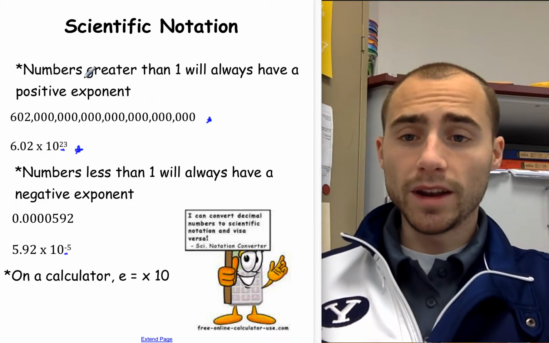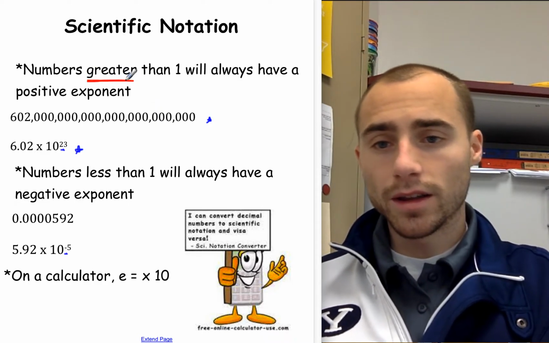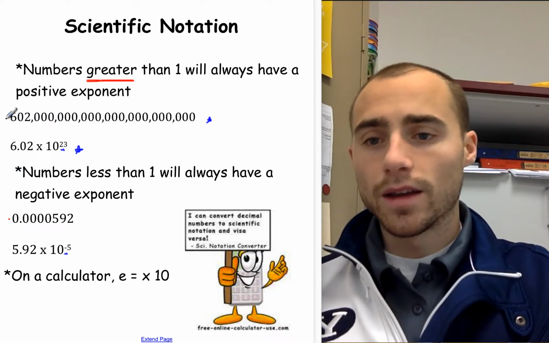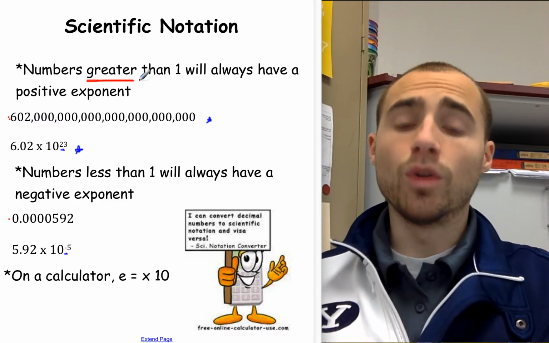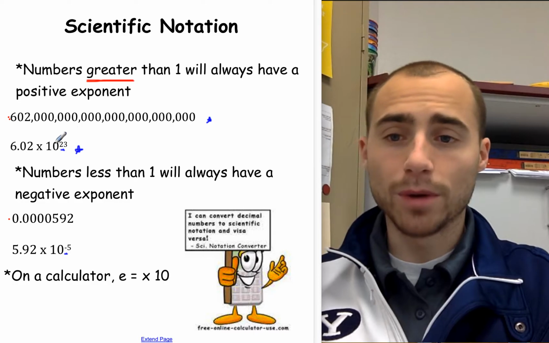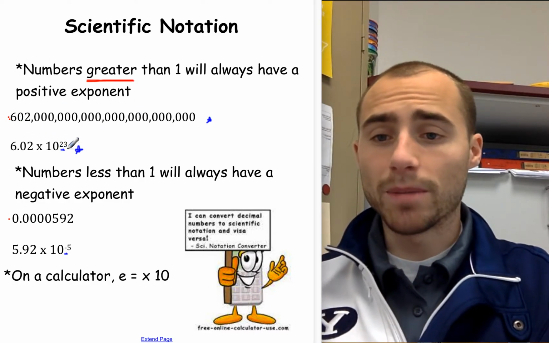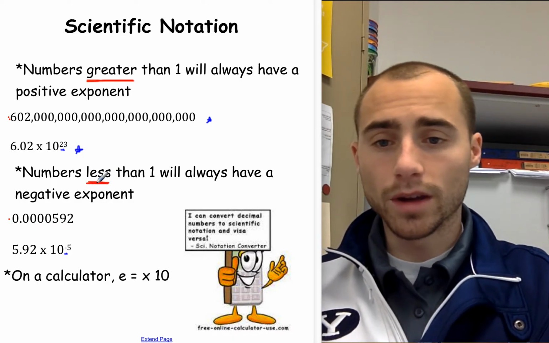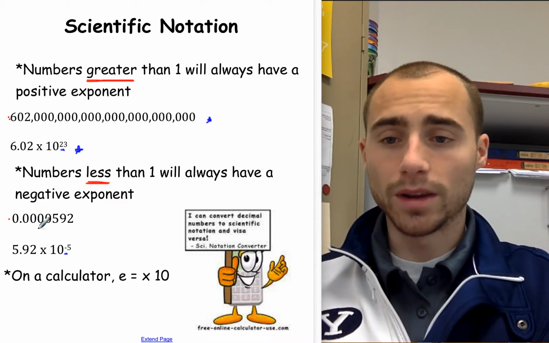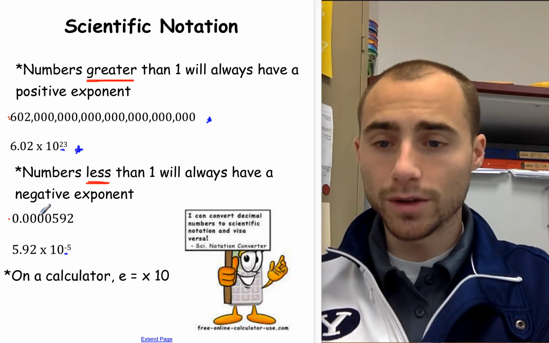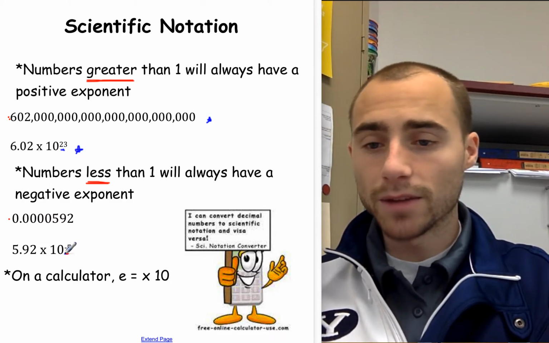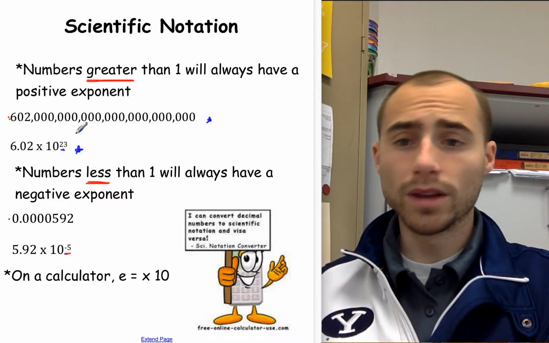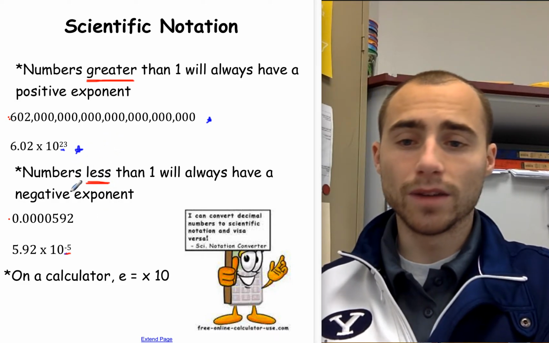For any number that is greater than 1, when we're looking at its standard notation, it will always end up with a positive exponent. So this is 602 decillion. It ends up with a positive exponent of 23. Any number that is less than 1 will always have a negative exponent. So you see, we start with 0.0000592. We end up with a negative exponent of -5. So those are the two most important rules. Numbers greater than 1 will always have a positive exponent. Numbers less than 1 will always have a negative exponent.